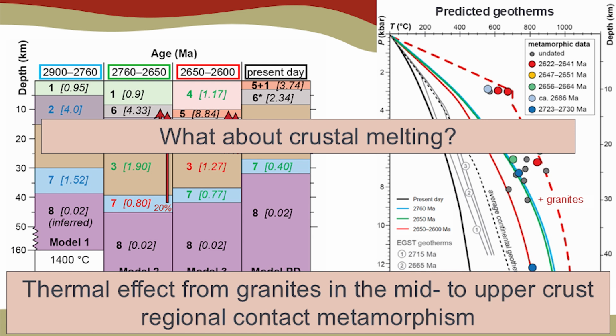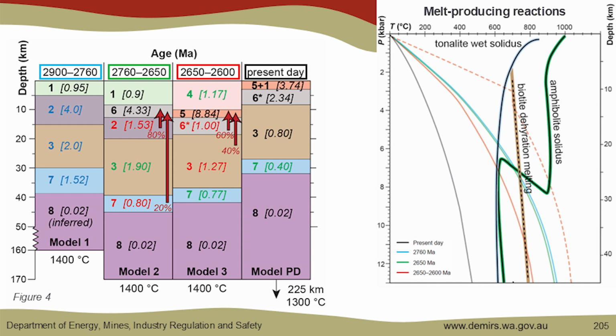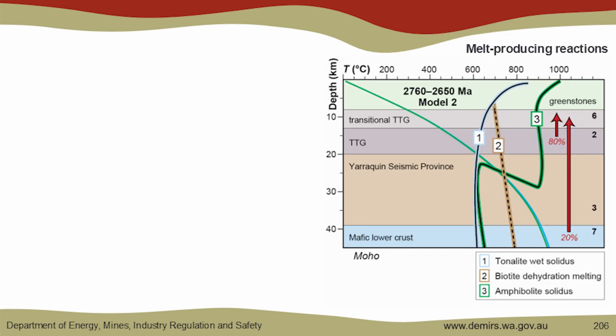We know we've got granites causing some metamorphism, but what is causing the granites? What is driving crustal melting? Well, we can look at this by looking at where these predicted geotherms start to cross some of the major melt-producing reactions. What's shown on here, again, are the geotherms, a bit faded now. I also have on here the tonalite wet solidus in blue, the biotite dehydration melting in brown, and the amphibolite solidus in green. And yes, we can see that each of these geotherms does cross these melt-producing reactions somewhere in the crust. Well, we can look at this a little bit more meaningfully.